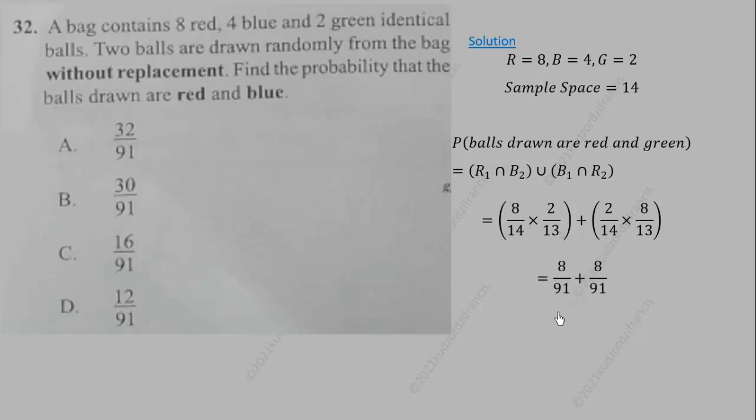So when we simplify this, we get 16 over 91.